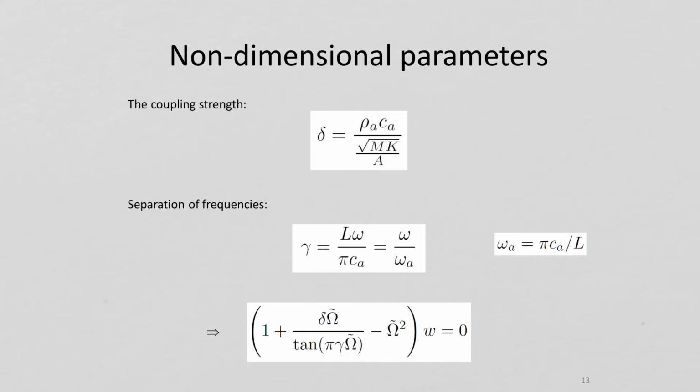The most interesting of these is what we can call the coupling strength, and we will call it delta. The coupling strength combines a number of the parameters in the system. In the denominator we have the mass density and the speed of sound of air, and at the bottom we have parameters from the mass spring system: the mass, the stiffness coefficient, and the cross-sectional area of the mass, the piston. This is not exactly enough to have one non-dimensional parameter. We need a second one.